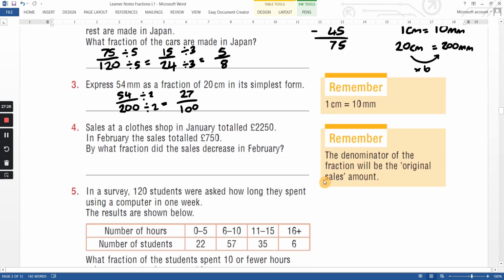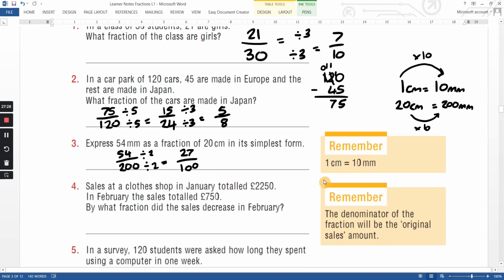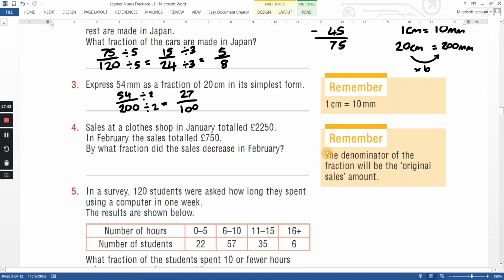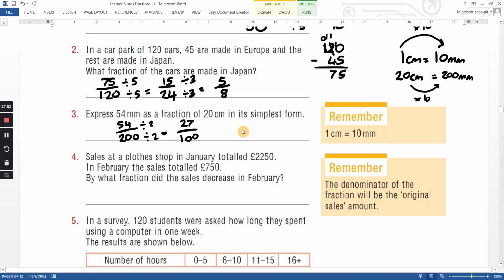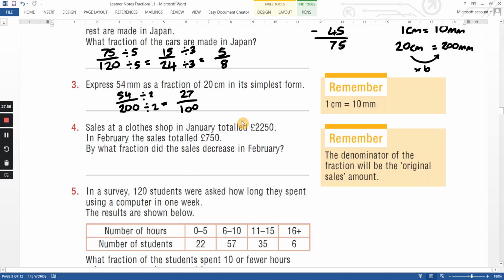You could have changed them both to centimeters, by the way, and it might have been a bit weird. You might have got a decimal for this bit here. You would have got 5.4 centimeters over 20. Bit strange, but you could still do it that way, and you would still get the same answer. I don't like dealing with decimals in fractions though, so that's why I changed the centimeters to millimeters, because I knew I was going to get a whole number. But completely your choice how you do it.